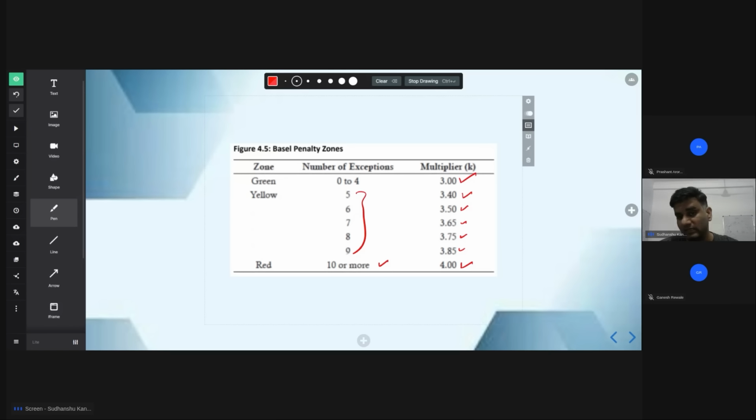So in case somebody gives you 3 exceptions, that is green zone. The multiplier will be 3, no problem. If you have 6 exceptions, it will be yellow zone. Your K will be 3.50 for 6. Moderate penalty. If you have 10 plus exceptions, it's red zone, K is equal to 4. Serious penalty, model likely rejected. So this is rejection, guys. Rejection of the model.